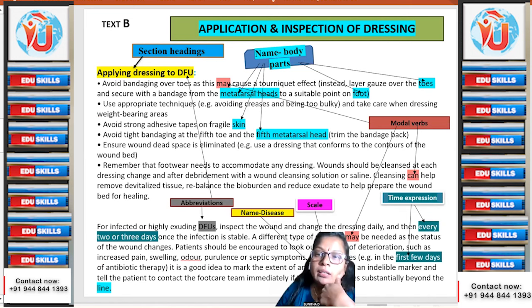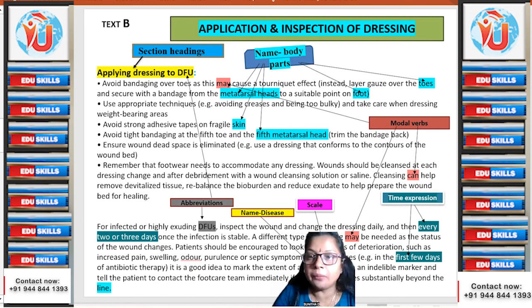In the second text B, the section heading given is applying dressing for DFUs. Then while reading, "may" is there, it's a modal verb. Then in the second line, metatarsal heads and foot, it's the name of body parts. Then "avoid strong adhesive". So the skin is there, and the fifth toe and the fifth metatarsal heads, these are the names of body parts. Then coming down, some modal verb is there, "can". So when you are practicing, if you underline and write down, that will definitely help you improve.